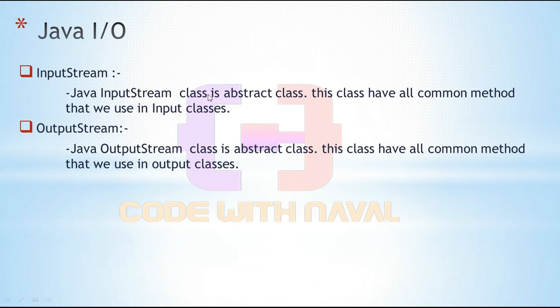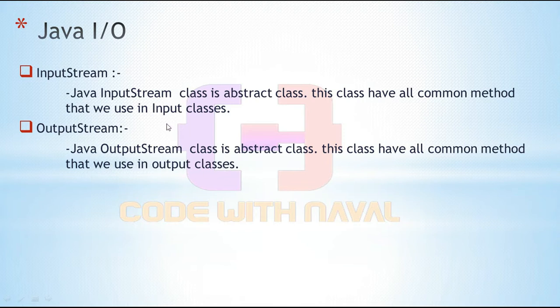The Java InputStream class is an abstract class. This class has all the common methods that we use in input classes. Then we have the OutputStream class. The Java OutputStream class is an abstract class. This class has all the common methods that we use in output classes.